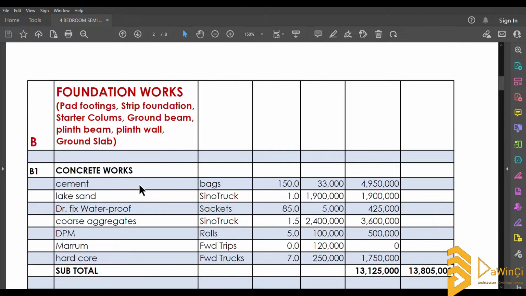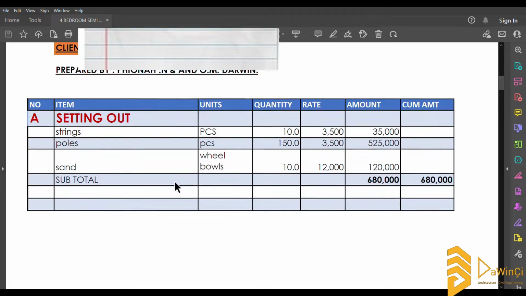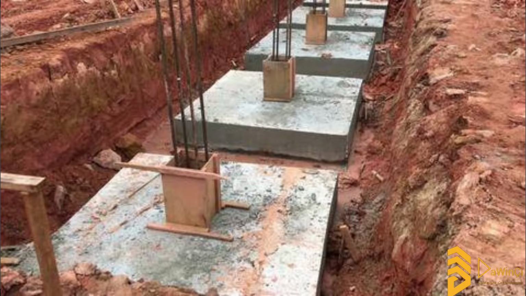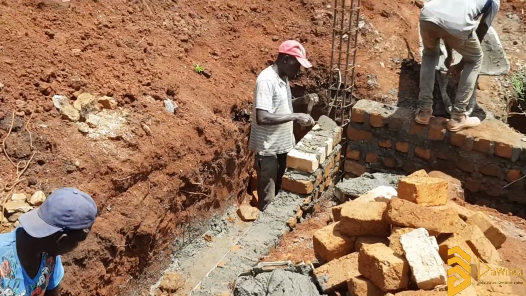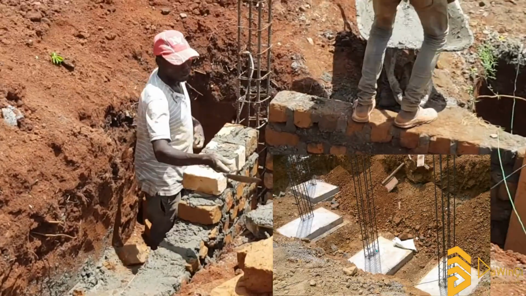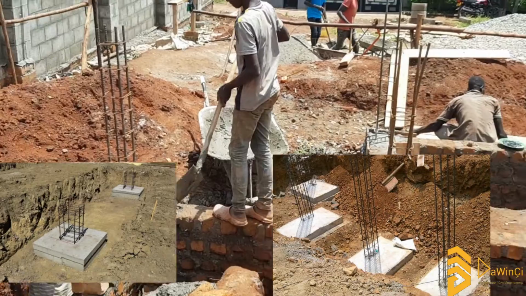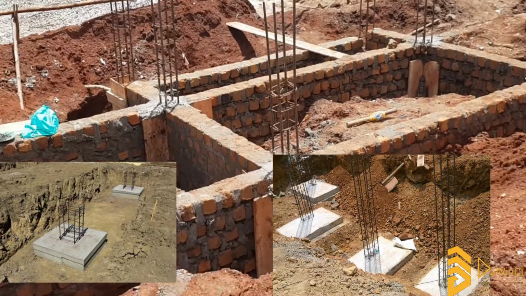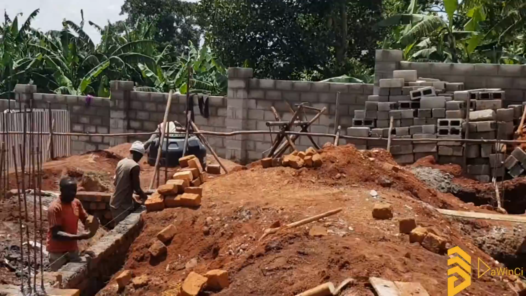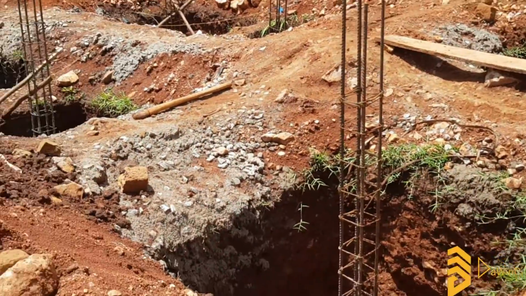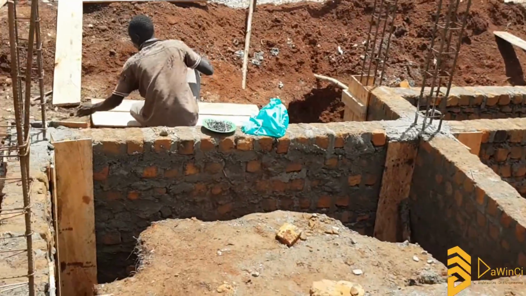Okay, so starting with the concrete works. Now the concrete works have to do with the pad footings, also the starter columns in the foundation. In this scenario we are talking about the part of the house that is going to be storied. So when the foundation is being done, the part that is actually going to have the storied bit is going to have columns that are coming straight from the ground. As you can see on the screen, I will not be going through them one by one. Then there are some other things that we have included that you might not be able to understand, but I will explain them to you along the way.